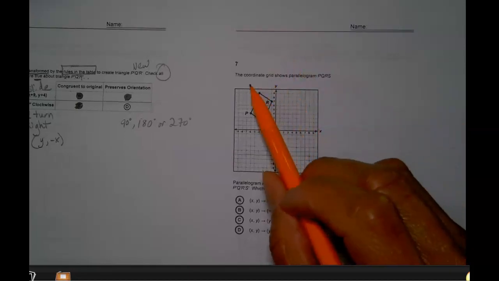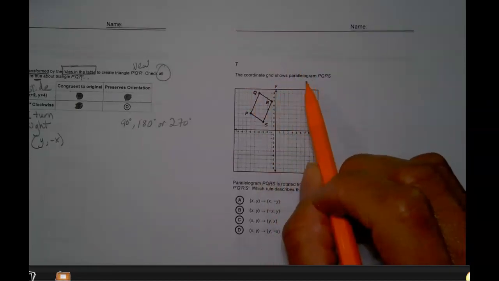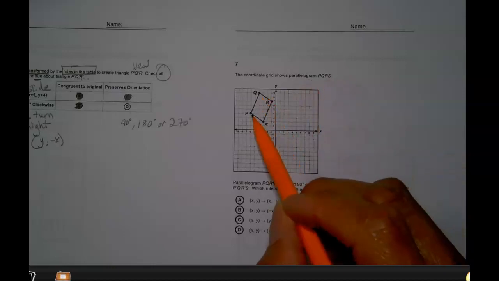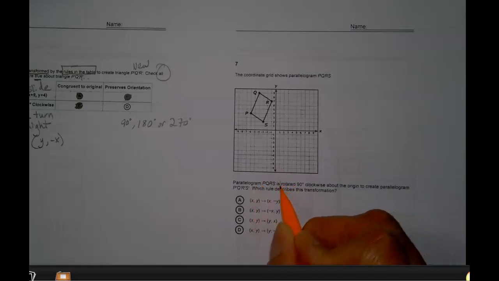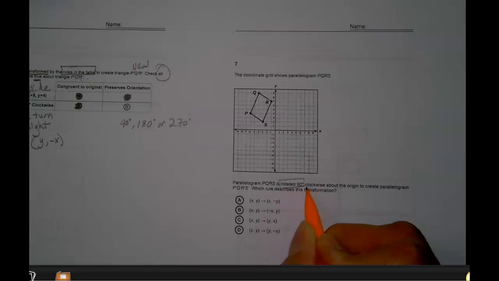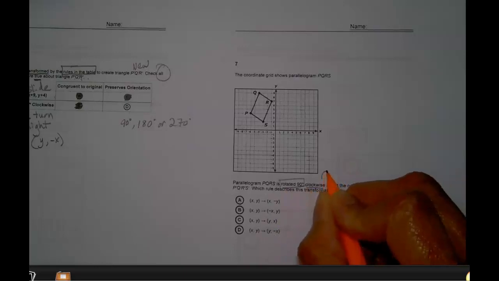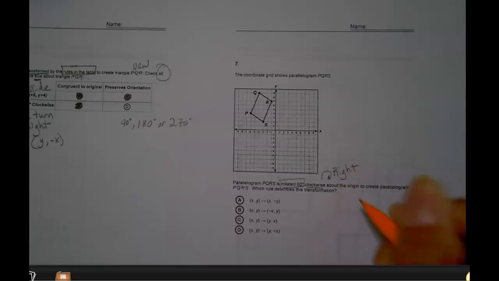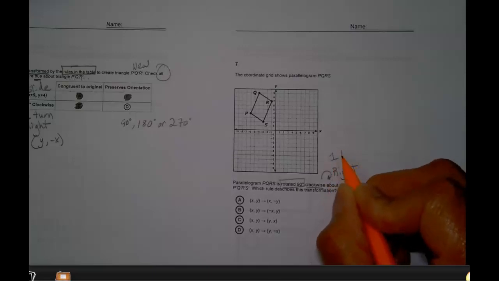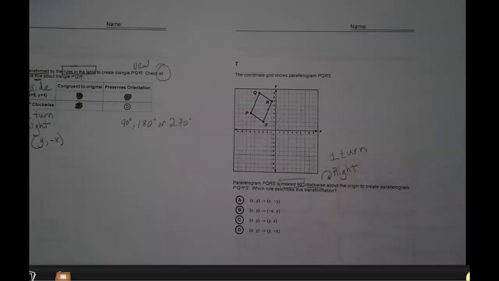All right, guys, so number 7, the coordinate grid shows parallelogram PQRS, which is this shape here. So then if this shape is rotated clockwise, remember the second hand shows you correctly, that means that you will rotate one turn right, about the origin to create the new. So which rule describes this transformation?